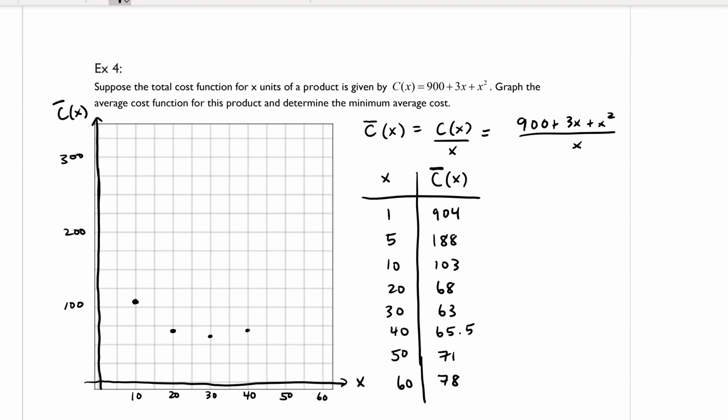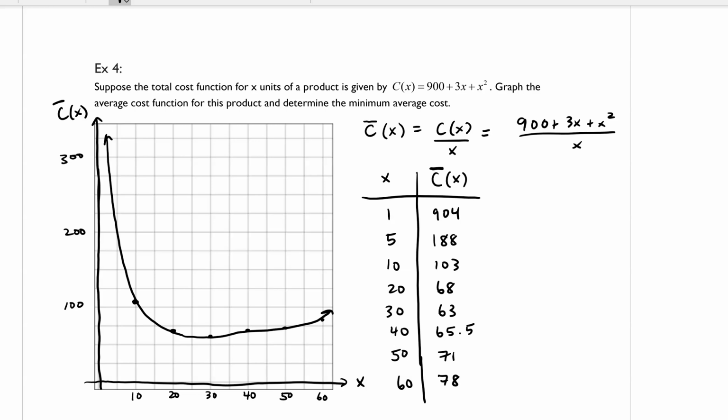And at 50, it would be 71. And at 60, it would be 78, so right there. And so if I graphed my function now, it's going to look something like that, and then it's going to curve back up after 60 units.